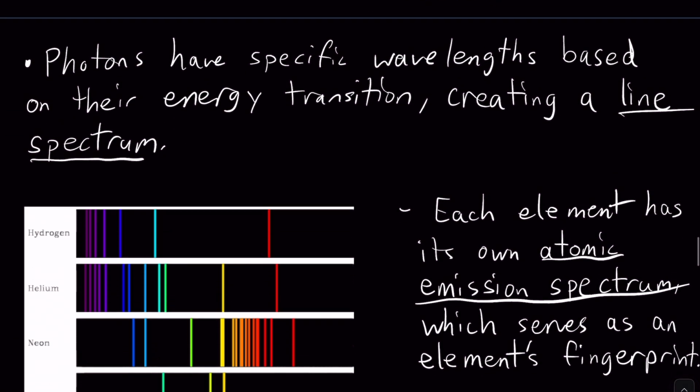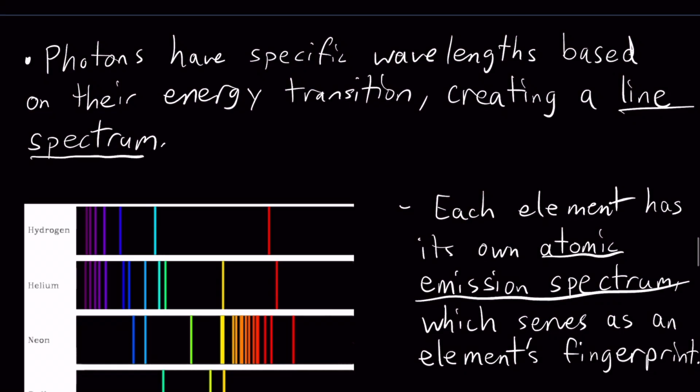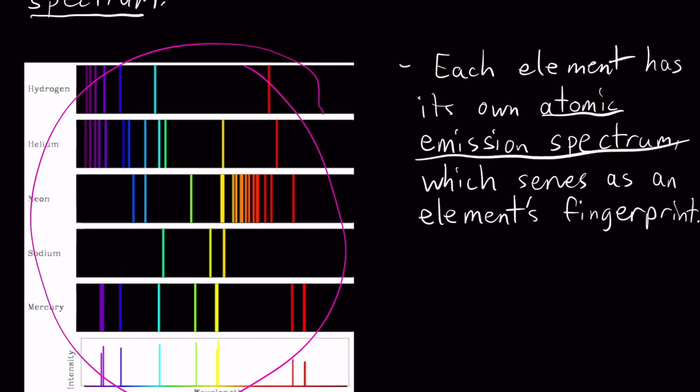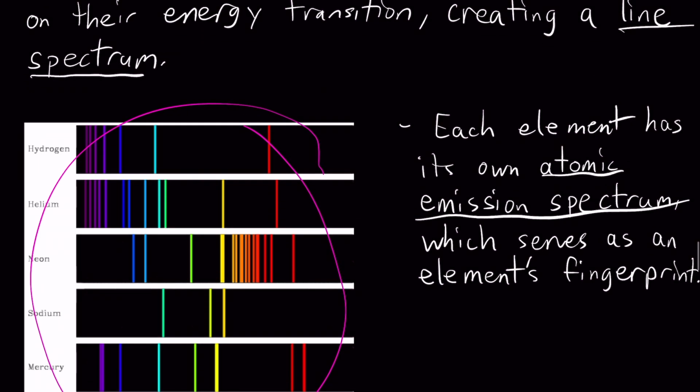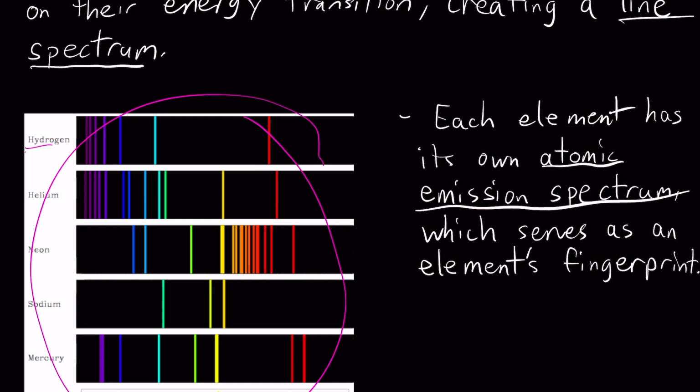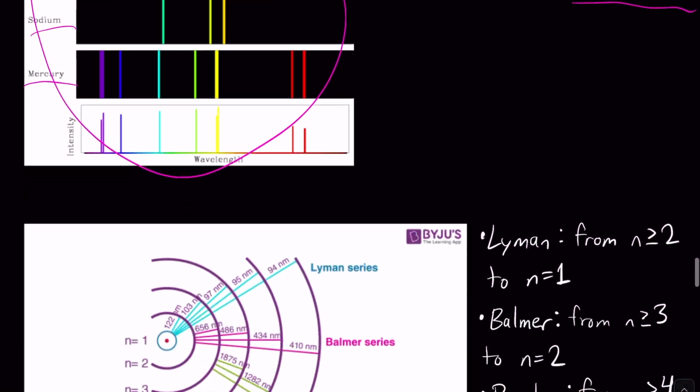So photons have specific wavelengths based on their energy transition, creating a line spectrum. Here we have an example of the different wavelengths based off of different atoms: hydrogen, helium, neon, sodium, mercury. Using this, we can figure out a fingerprint for the atom, because each atom will have its own specific line spectrum, and this is going to be the atomic emission spectrum.